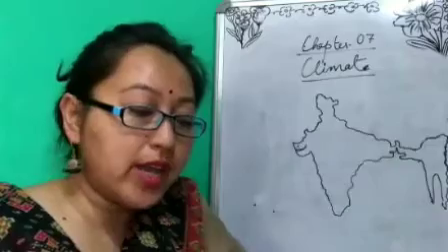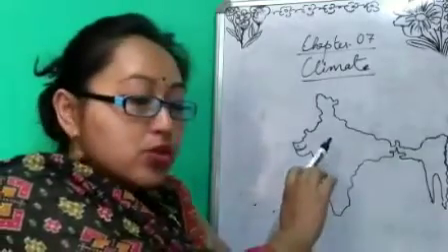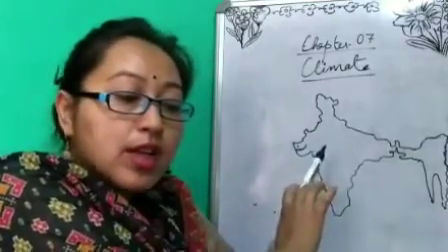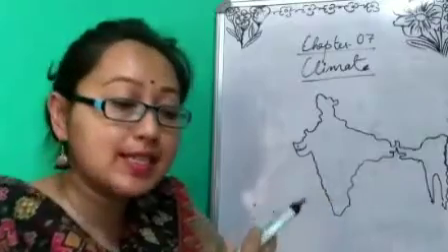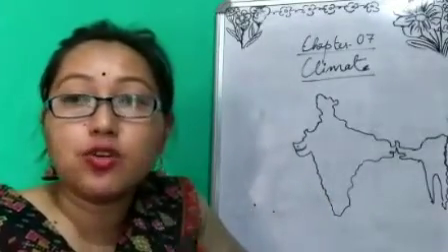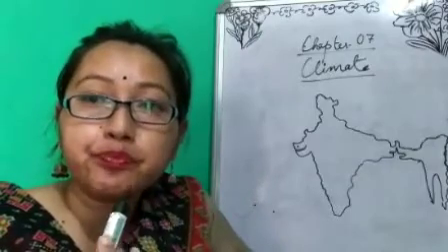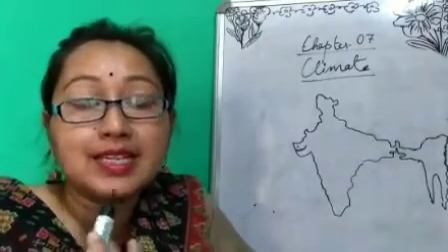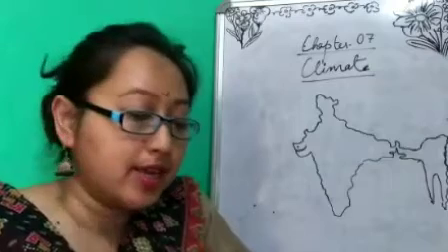Temperature all over India begins to fall as the monsoon rainfall intensifies. Intensifies means the intensity of the rainfall becomes high, right?